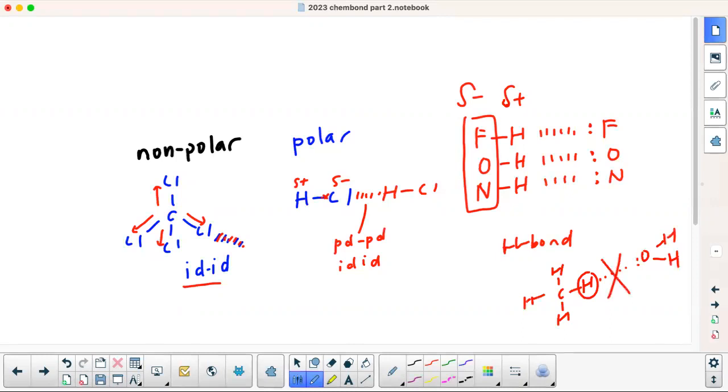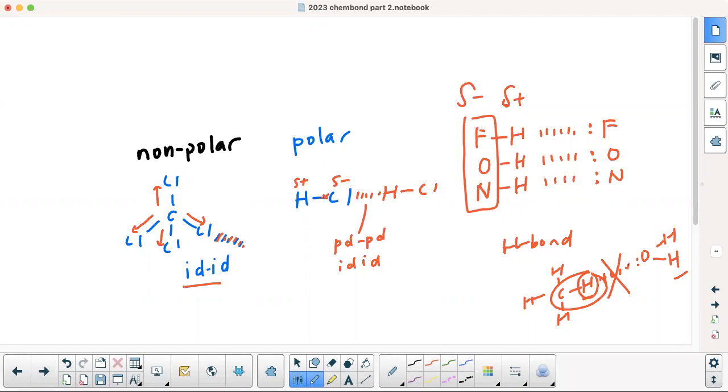I know this H is attached to O, but sorry, I'm not talking about this H, I'm talking about this H. The H that forms the hydrogen bond must be attached to F, O, or N. That's the big difference. So this is hydrogen bond. Okay, good, so let's try some questions.